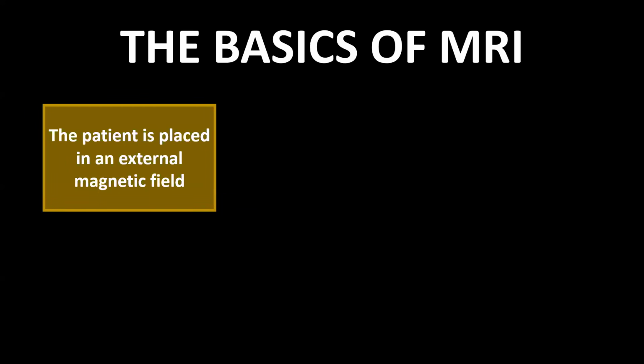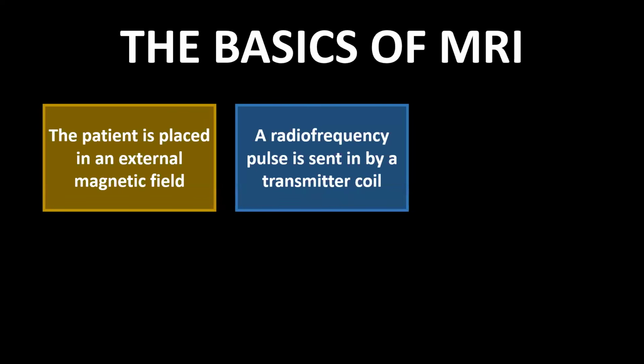Now, what is the basics of MRI? Basically, we have 5 steps. The first one is we place the patient in a very strong external magnetic field, and that external magnetic field is generated by the MRI machine. Secondly, and I'm going to explain what these things mean later, we send a radiofrequency pulse, which is basically an oscillating magnetic field. We send that in the patient, and it is transmitted by a device called a transmitter coil. And this is basically sending energy in the form of an oscillating magnetic field in the patient.